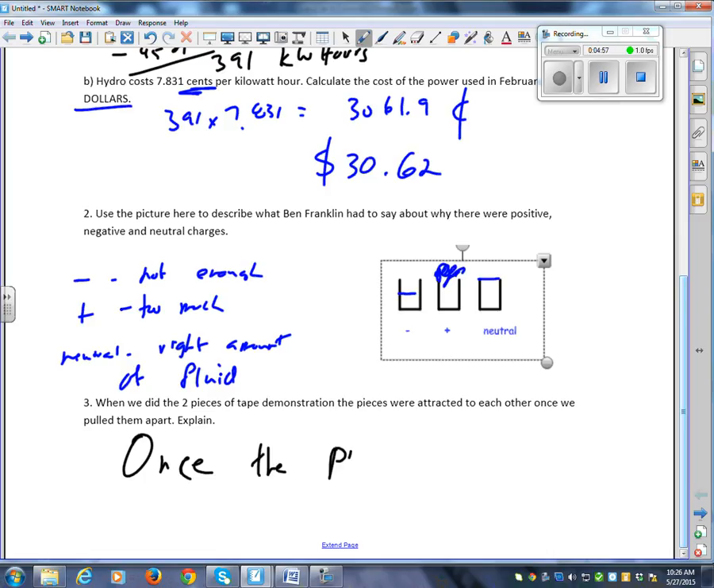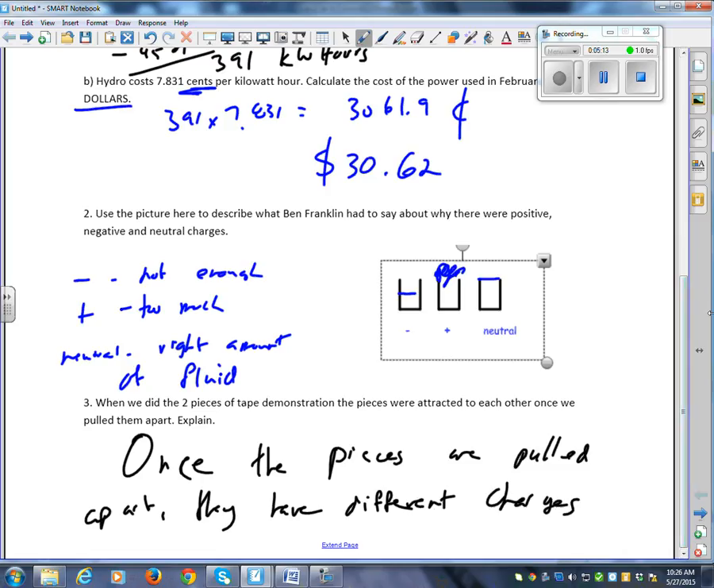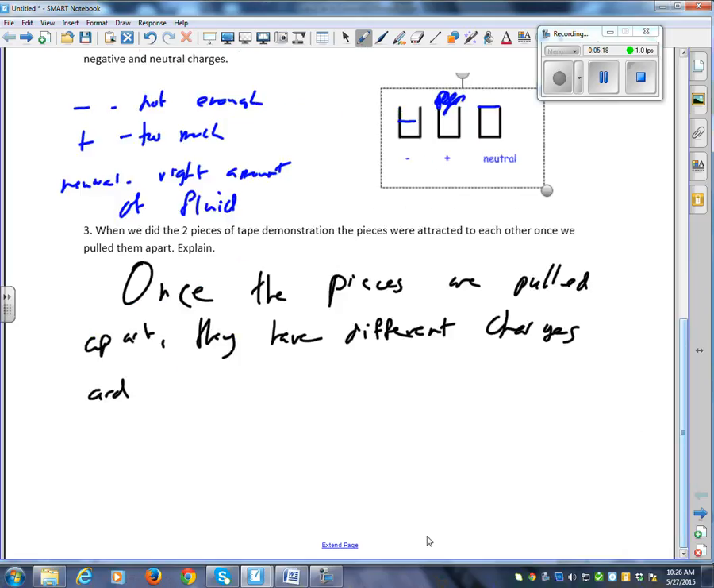Once the pieces are pulled apart, they have different charges. It pulled electrons from the other one and then... Yeah, that's good too. Oh, and wait, you can't read it. Then attracted. Yeah, you're right, it's hard to read, isn't it? It's frustrating when people write when you can't read it. So write it nice. Spell pieces right.